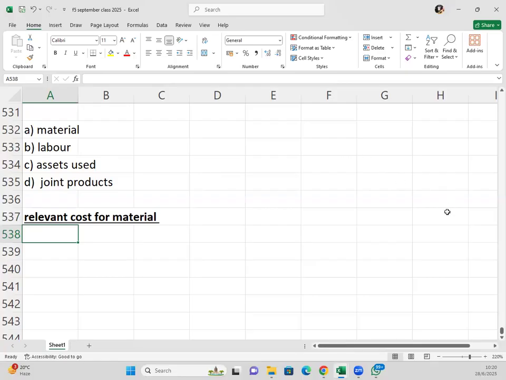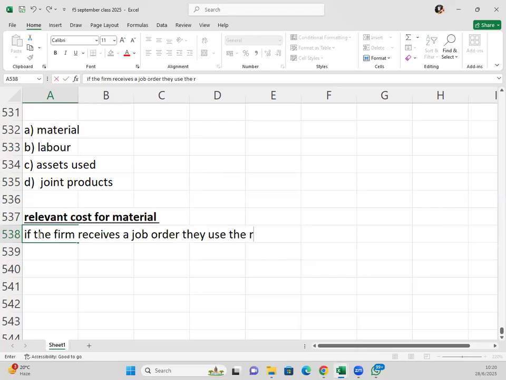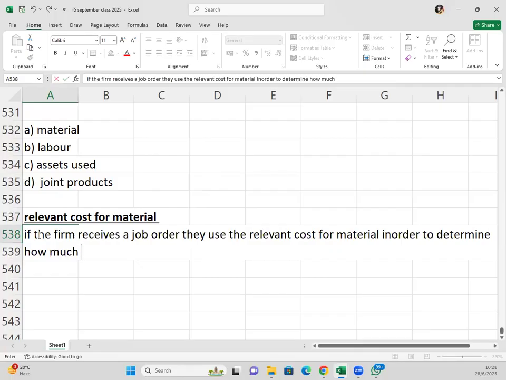So relevant cost for material, you can say, if the firm receives a job order, they use the relevant cost for material in order to determine how much to charge the job. If what you only need from the job is material, we can calculate the cost of material, then we charge the job.